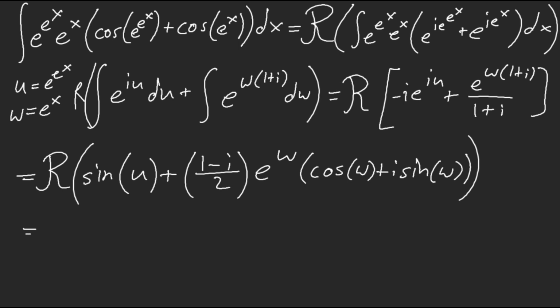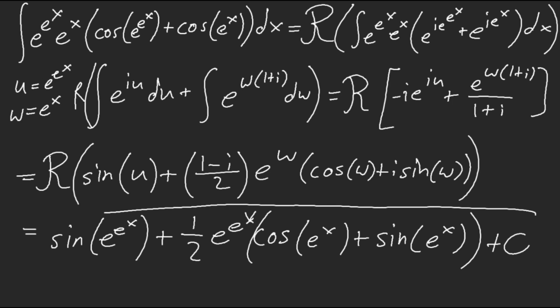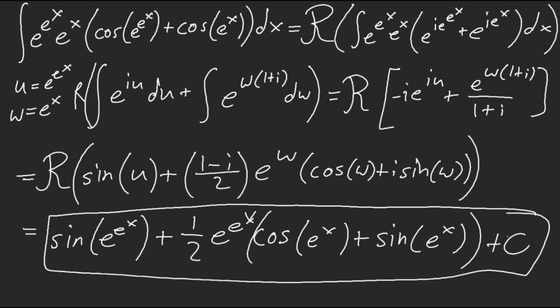Okay, so now what we have is the real part, e to the x, plus the half. For the half, we have e to the x cosine of e to the x. And then for the negative sign, the I squared cancels out that negative. So we actually also have sine of e to the x as part of our real part. So this whole thing, this nastiness here, is our answer. Okay?